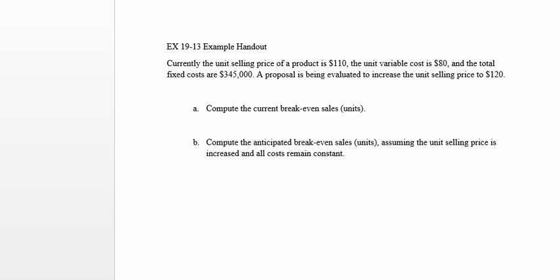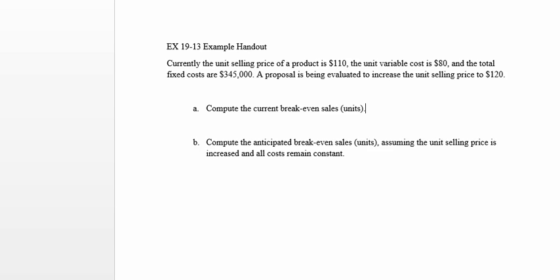Currently, the unit selling price of a product is $110. The per unit variable cost is $80. And total fixed costs are $345,000. Proposals are being evaluated to increase the unit selling price to $120. They want us first to compute the number of units we'd have to sell to break even at the current sales price, which is $110.